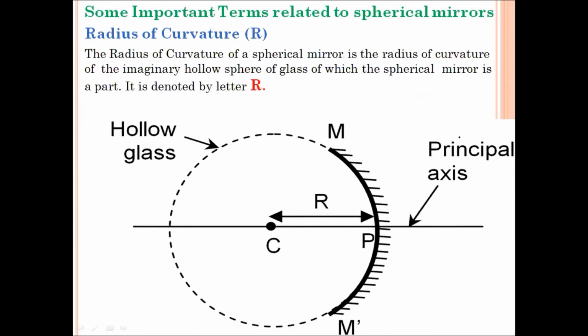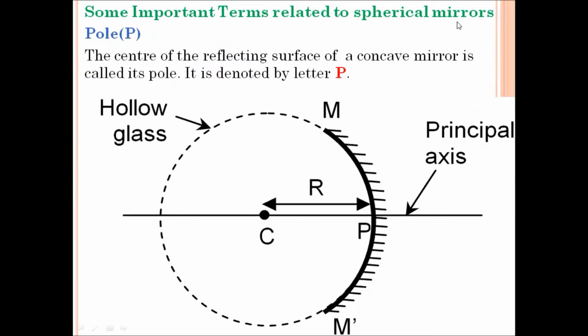Next, we have radius of curvature. The radius of curvature of a spherical mirror is the radius of the imaginary hollow sphere of glass of which the spherical mirror is a part. It is denoted by letter R. Next we have pole. The center of the reflecting surface of a concave mirror is called its pole. It is denoted by letter P.